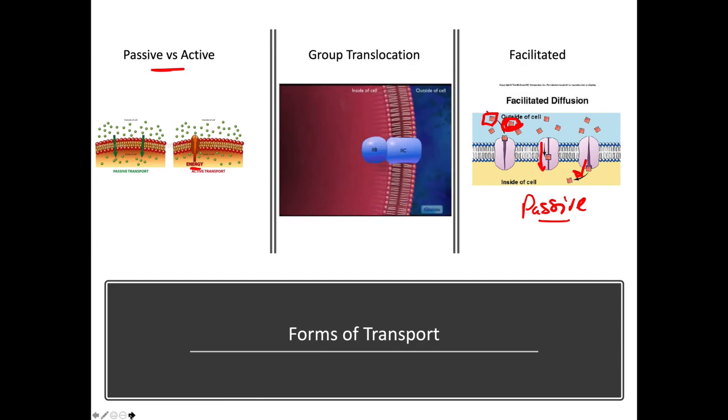Group translocation is a process in which an organic molecule, such as glucose.